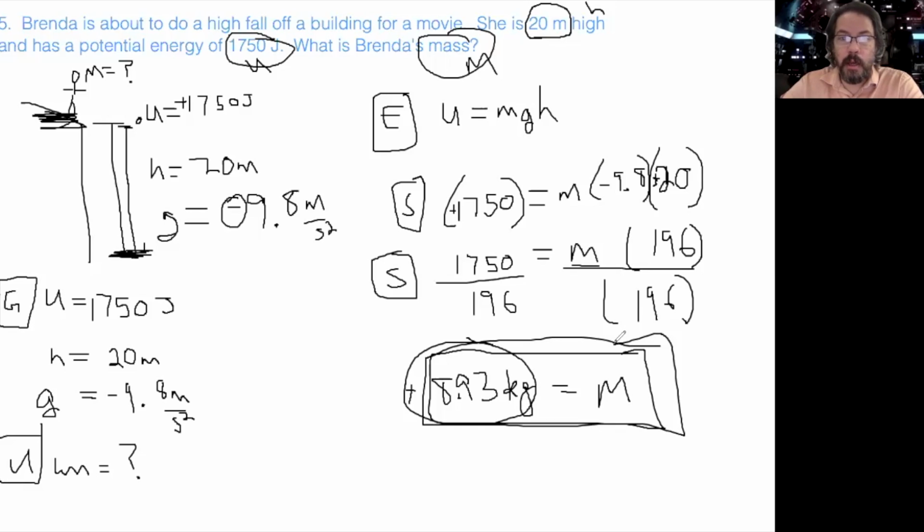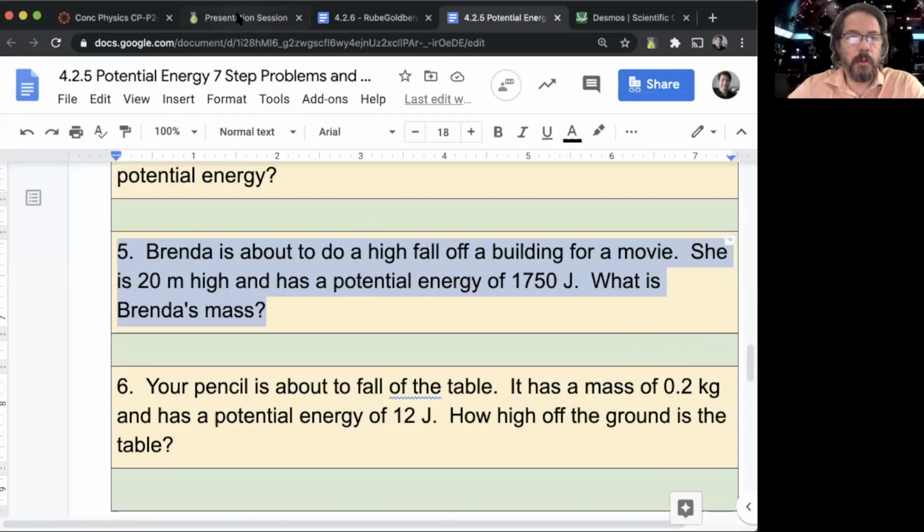All right. Questions on this problem? Any questions? If you do have a question, you may need to come see me during tutorials. Let's move on to talk about our Rube Goldberg.